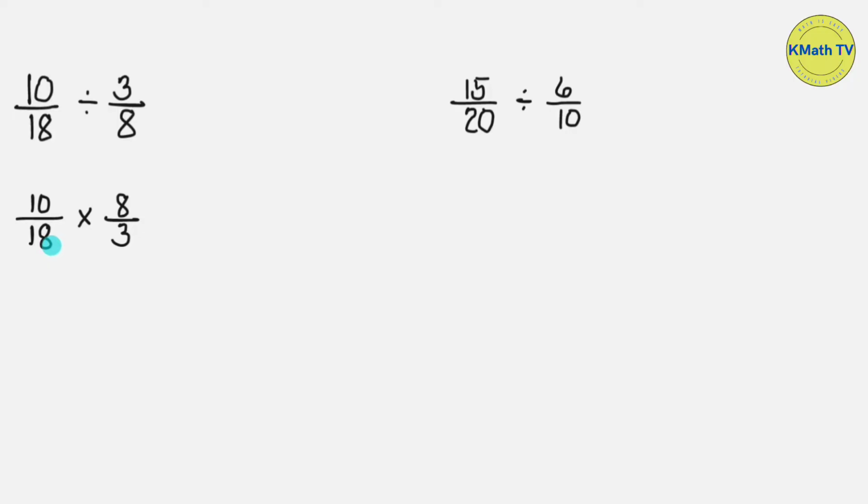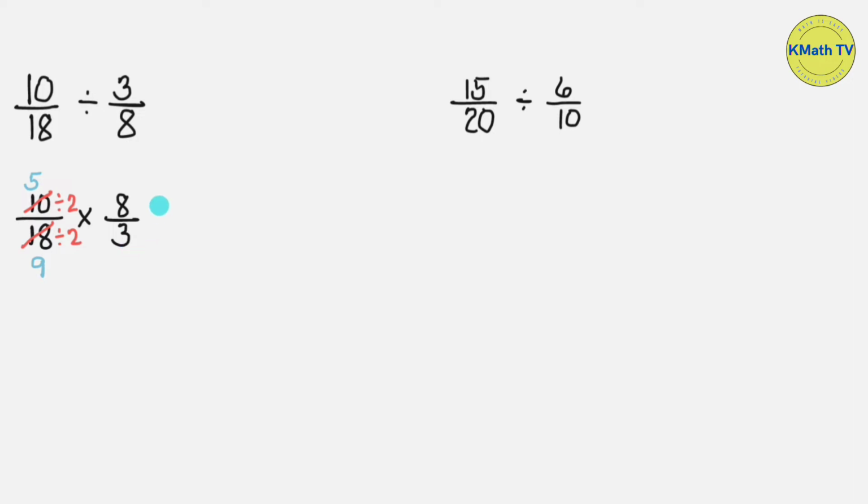Okay, let's simplify the first fraction by dividing the numerator and the denominator by their GCF. The GCF of 10 and 18 is 2. So, let's divide them by 2. 10 divided by 2 equals 5. Then cancel 10. 18 divided by 2 equals 9. Okay, cancel 18. Okay, this is now the numerator and this is the denominator.